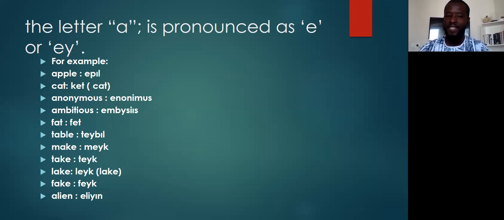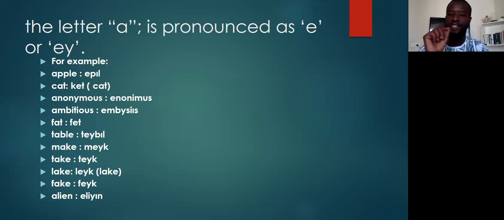Number two is cat. So here, what do you realize? If you have it here, you pronounce it like E or A, okay? And we have anonymous, ambitious, and fat. It sounds like E, or you can pronounce it like A. We're going to see the examples later. For example, we have table, okay? I write the phonetics in Turkish here so that you can read it very easily. And we have make, and take.